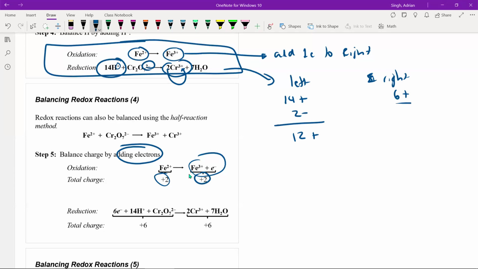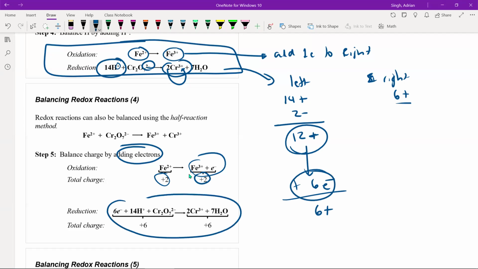So what I need to do is add electrons to the side where there's an excess of positive charge. So that'll be this side. How do I make 12 plus become 6 plus? Well, I need to add 6 electrons, right? It'll take away 6 positive charges, and I'll end up with 6 remaining because I had 12 to begin with. So I'm going to add 6 electrons to the left. We end up with this down here. And we've added 1 electron to the oxidation. We have that one.